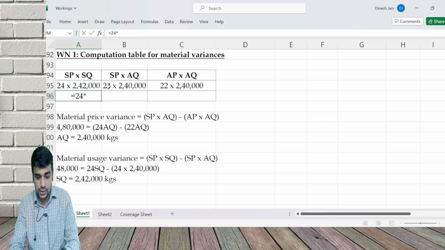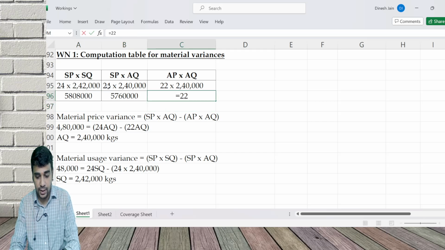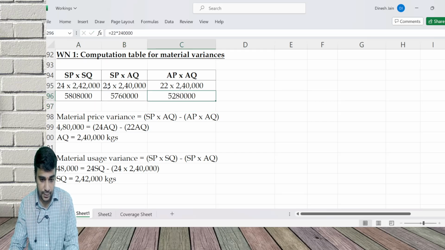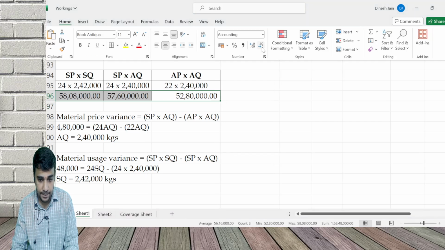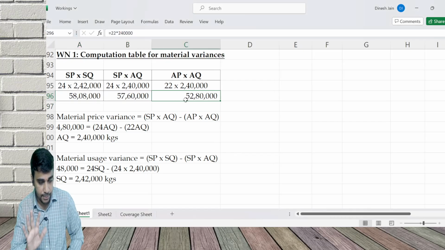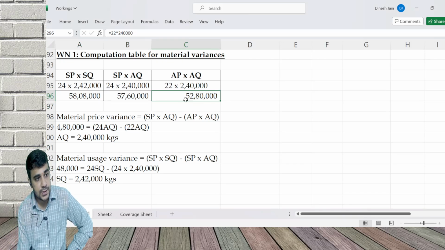Let's first close this. 24 into 2,42,000. 24 into 2,40,000 and 22 into 2,40,000. Before I start on labor, I need to do one more calculation. First complete this. Any doubts on this?